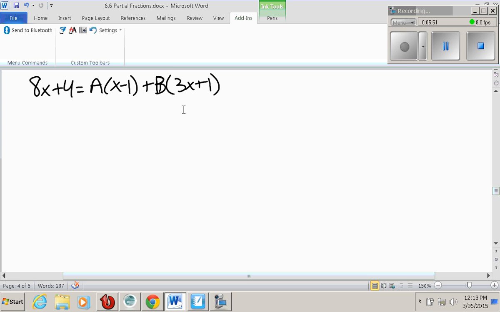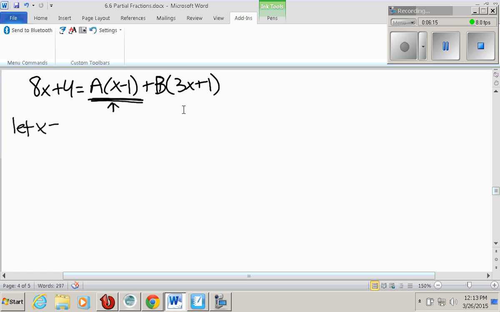And we know, from both of our examples yesterday, that this equation is now true for all x. And we want to pick x's such that we'll eliminate either the A or the B, so we can solve for that A or the B. So let's look, A is being multiplied by x minus 1. So if we set that x to 1, this whole term will multiply to 0, and we'll only be left with the B. So let's go ahead and do that.